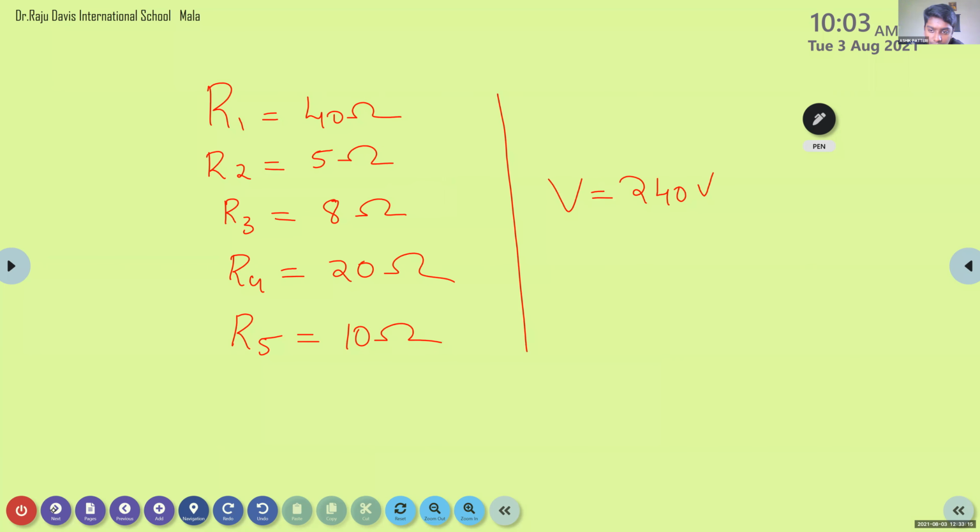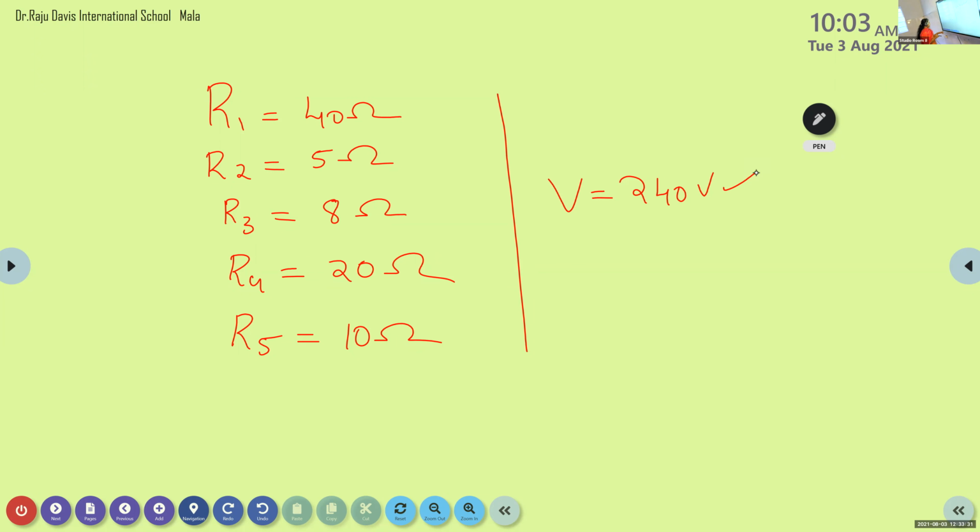Okay. We have 5 different resistors provided in the question: R1, R2, R3, R4 and R5. And the potential difference of the circuit is 240 volt. The first question is: calculate the total resistance.